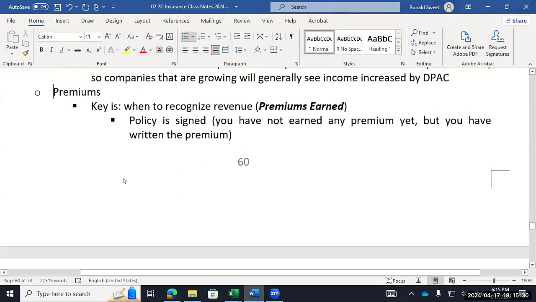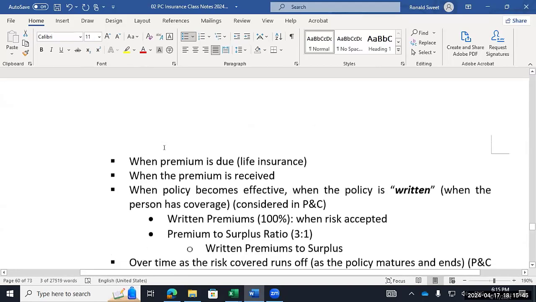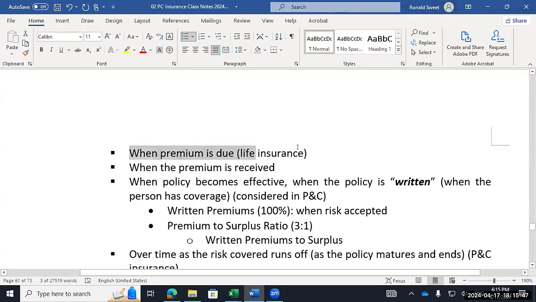So you have to know the timing of the policy. If you buy a policy, when does the company say they've earned the premiums or not? When the policy is signed, that's written premium. The entire year is written. When the premiums for life insurance, you think about it, you just sign the policy. When do they usually have you pay it?